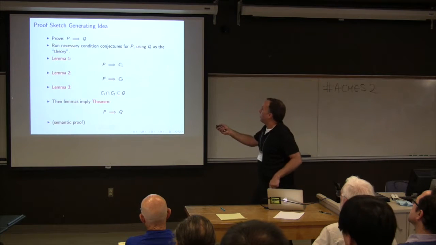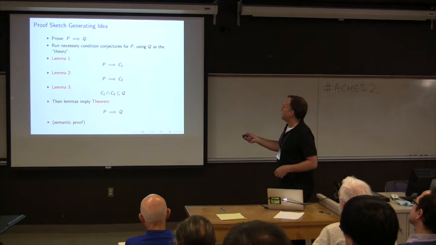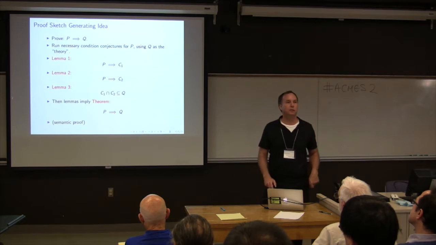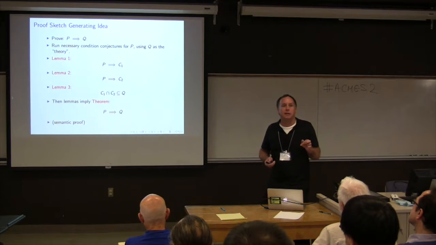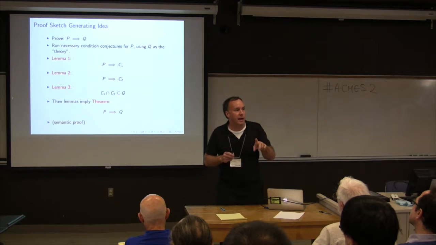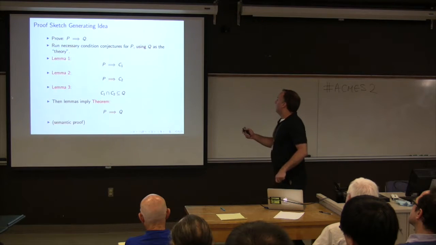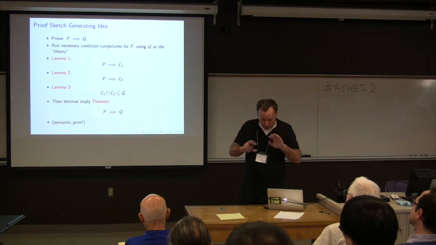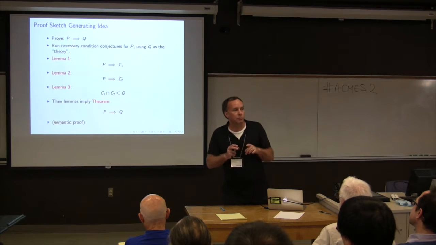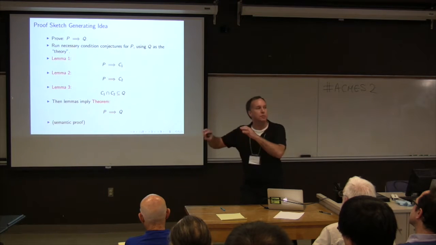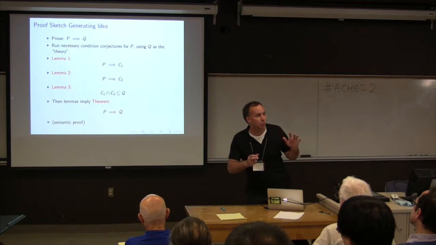So here's the main idea. You want to prove an implication. You run the program. It's going to make some necessary condition conjectures like C1 and C2. And because of the way that the program is designed, what it means is the intersection of the graphs that have property C1 and C2 and property Q are actually going to equal P with respect to the graphs in the database. And what that means is the intersection of the graphs with property C1 and property C2 have to be in the collection of graphs with property Q. What that means is it gives you a proof sketch.